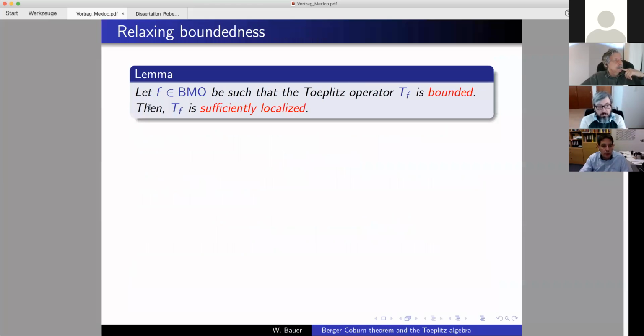So another example is this one. If you take a symbol in the space BMO of functions having bounded mean oscillation, that symbol could be an unbounded function. And if you look at the Toeplitz operator with that possibly unbounded symbol, then that operator could still be a bounded operator. And if that happens, then that operator is sufficiently localized. But does it not belong to the Toeplitz operator algebra? Yes, it does. In that case, it does. It's not clear for the moment, but it does.